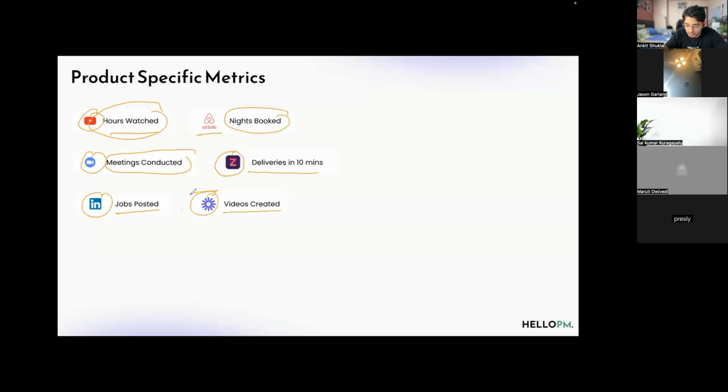Can you guys tell me which logo this is? Loom. Very good. Yes, so Loom is a company that helps you record videos and do session recordings, screen recordings easily. So they measure videos created.